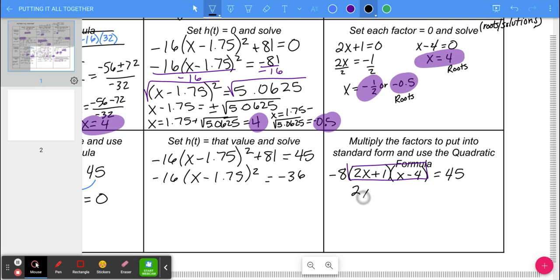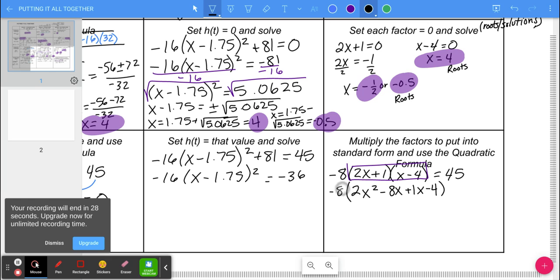So let's see, 2x squared, that would be negative 8x plus 1x minus 4 times negative 8. Oh, actually, I want to combine those two first. So that would be negative 7. And then subtract over 45 and use quadratic formula.